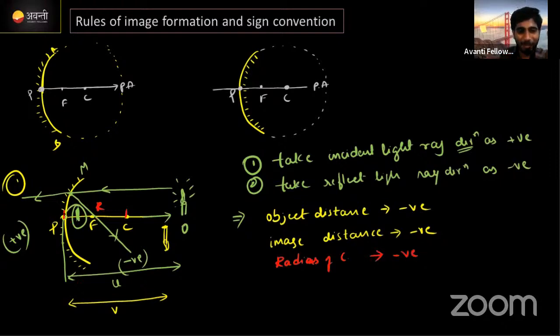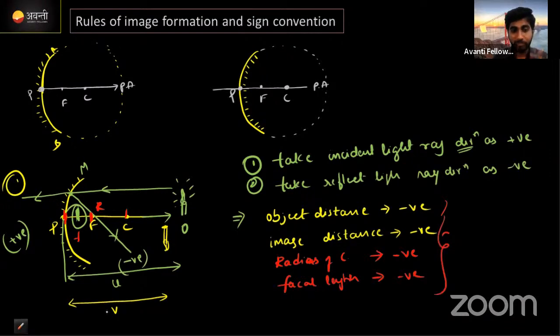Next, from the pole point to the principal focus, we call this one the focal length. Then what about focal length? Focal length is also negative. Correct now. For a concave mirror, all the distances will become negative only, apart from one point I explained.